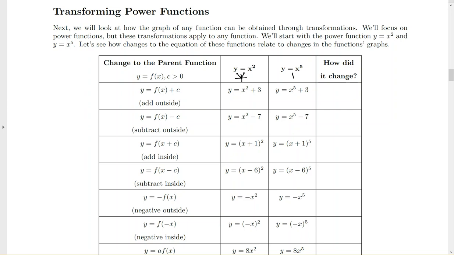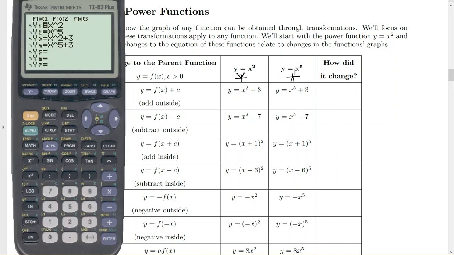And for an x to the fifth, that means that it has origin symmetry and left side down, right side up, because there's a positive in front. So it roughly looks something like that. But I would encourage you to test it out on your calculator. So I'm going to plot y equals x squared and graph that one first. So that's kind of the image that I've got there.